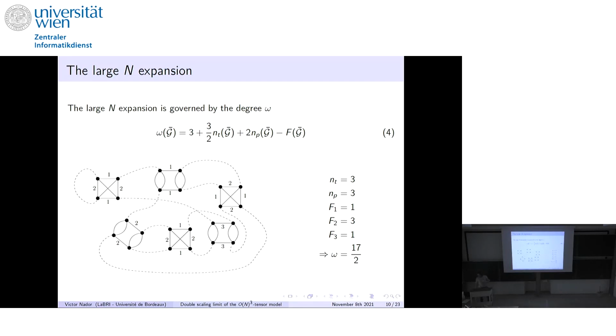But yeah, the thing is they are defined by analogy with the matrix model, but they no longer represent actual faces in the diagram. And so for example, this graph here would have degree 17.5. If I give you a graph, it's easy to check its degree.